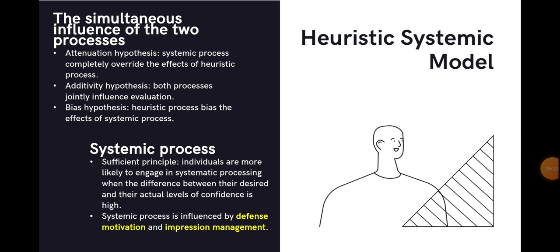And so I'm going to talk a little bit about systemic processing. There is a principle in systemic processing which is called the sufficiency principle. The notion is that individuals are more likely to engage in systemic processing when the difference between their desired and their actual levels of confidence is high. And systemic processing is influenced by defense motivation, which refers to the desire to defend pre-existing attitudes, and impression management, which refers to the desire to hold attitudes that satisfy specific social goals. It is important to note that defense motivation and impression management are the proof of why systemic processing can be biased too, because it serves a goal and it's not totally unbiased.